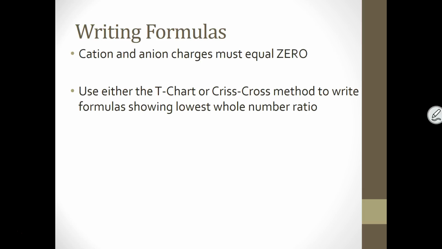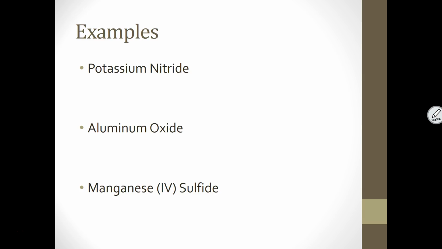The crisscross method is definitely faster, although with the crisscross method there's a couple things you have to watch out for, and if you miss those things you can definitely make mistakes. The T-chart method takes a little bit more time, but it's definitely helpful because it's visual and you'll never experience any errors so long as you're doing it correctly. You won't have to check for anything. You'll always get the correct answer. And so let's go ahead and take a look at some examples.